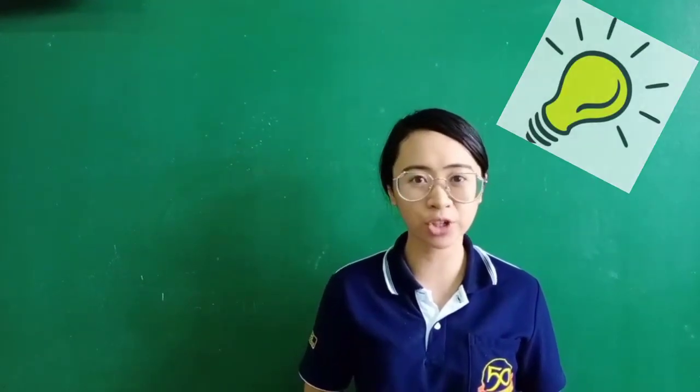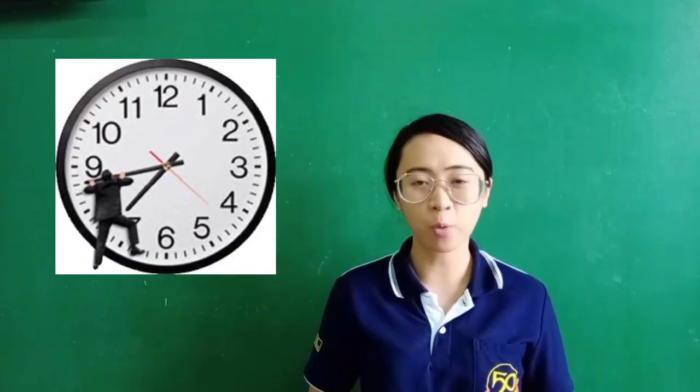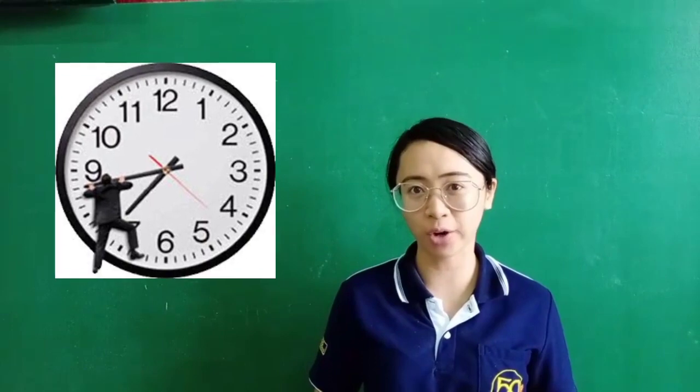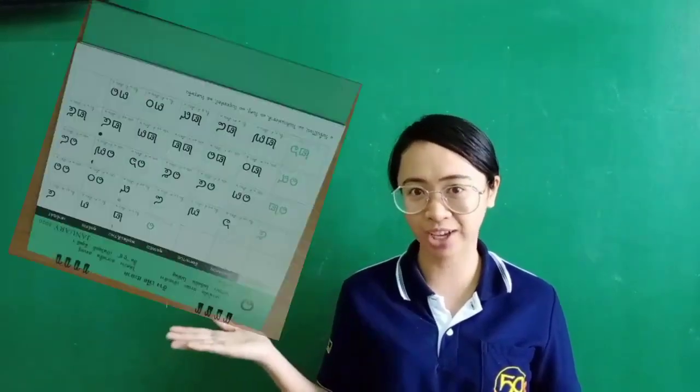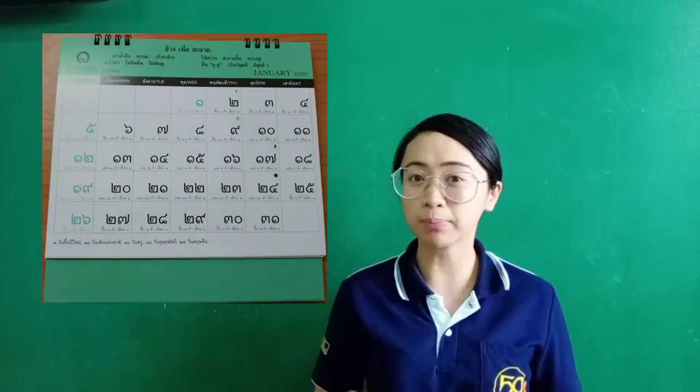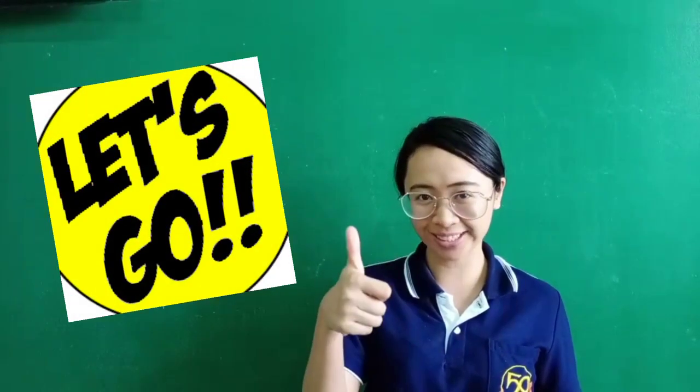Today, I'm going to discuss Unit 6, Introduction to History. The first topic is time. And the second topic, what is the difference between the Gregorian calendar and the Buddhist calendar? But before that, we're going to learn about vocabulary words. Let's start.